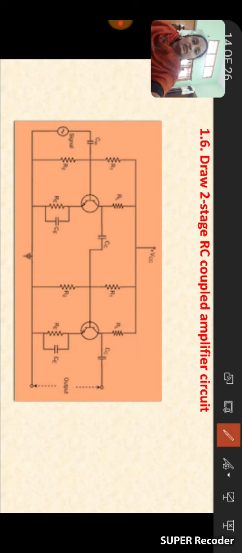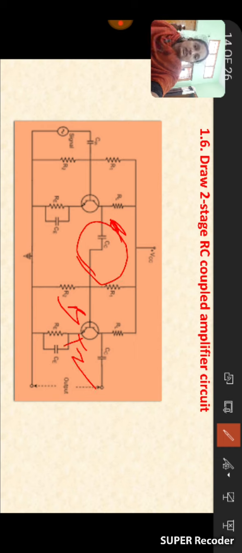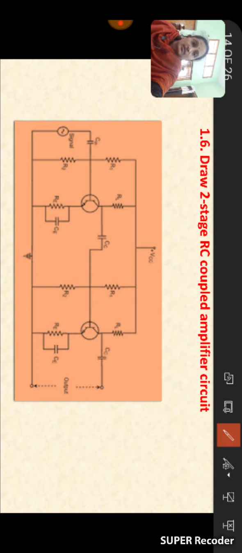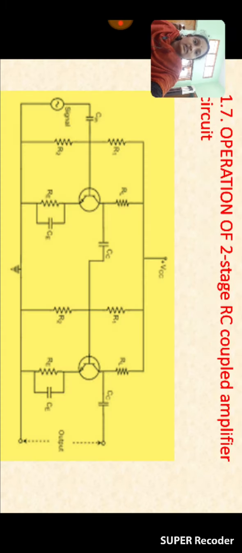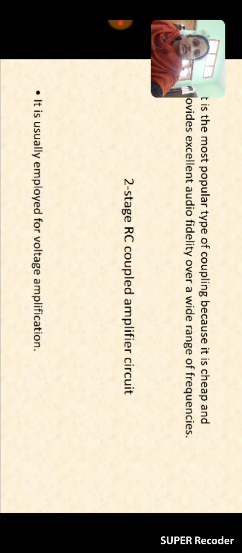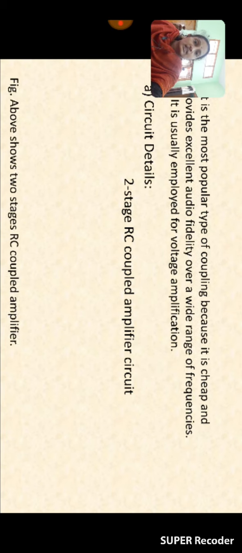And the signal developed across the collector of the transistor T1 is given to the base of the transistor T2 through the coupling capacitor CC. Next, this increased strength signal is given to the transistor T2 and the output will be produced. Is it clear?